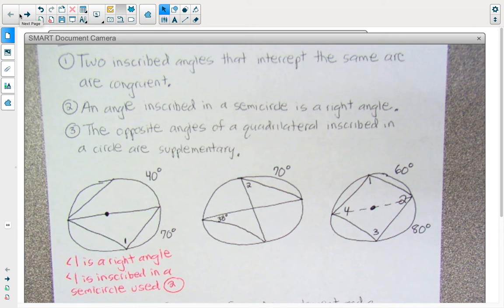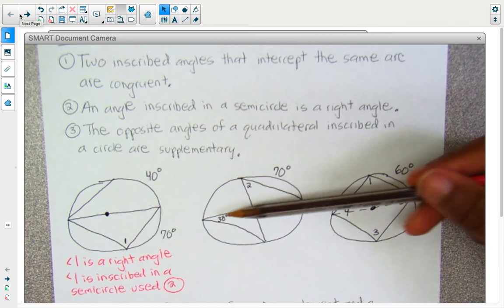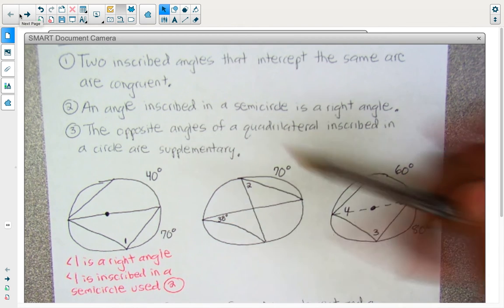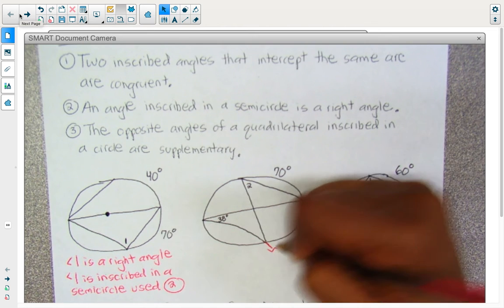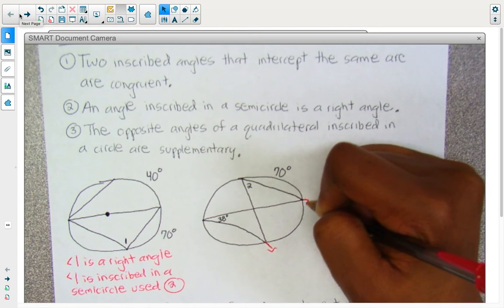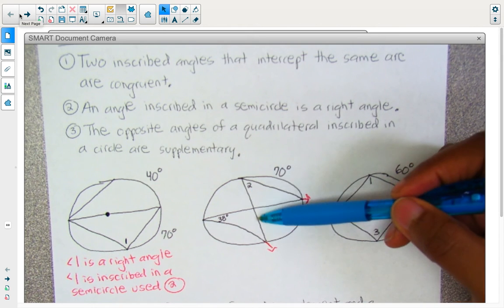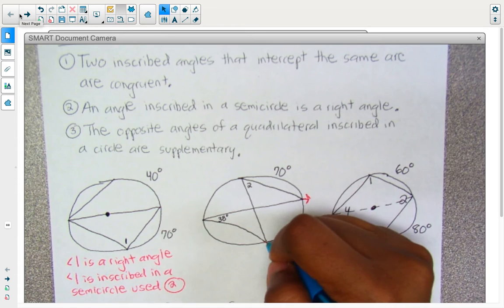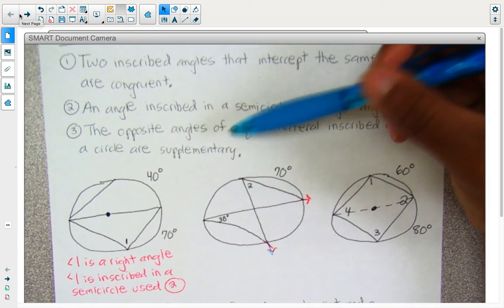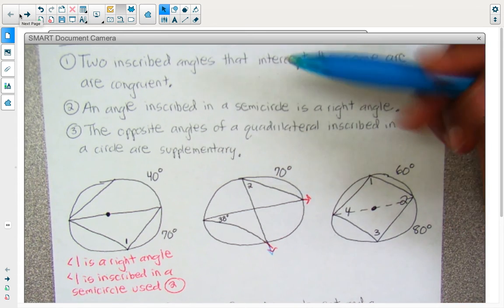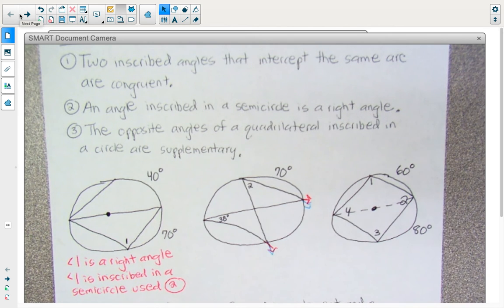Let's see, my intercepted arcs. It looks like they're both going to be intercepting the same spot. So if I look at the 38 angle, it comes out right here, and then it comes out right here. If I look at angle 2, I'm going to use a different color, but it is going to overlap. Notice angle 2 is in the same spot, so I'm going to put a blue there, and it is in the same spot over here. So by definition, this is looking like number 1.